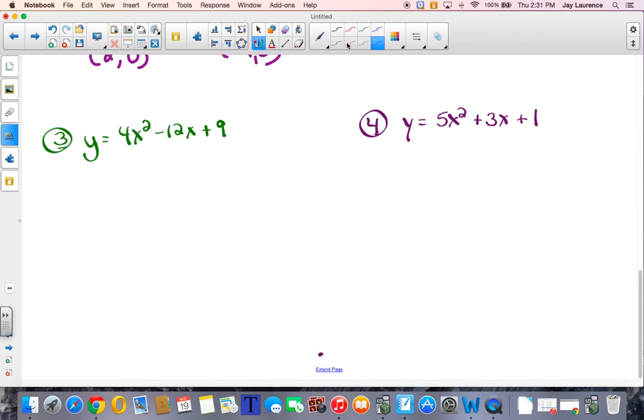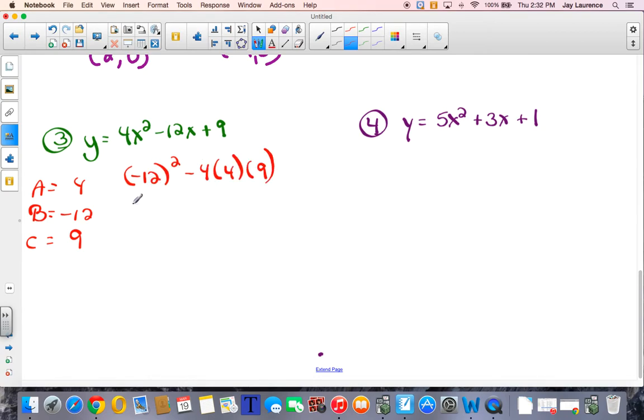All right, first of all, I need to identify A, B, C. And that's easy. That's 4, negative 12, 9. All right, and so b squared is negative 12 squared minus 4ac.